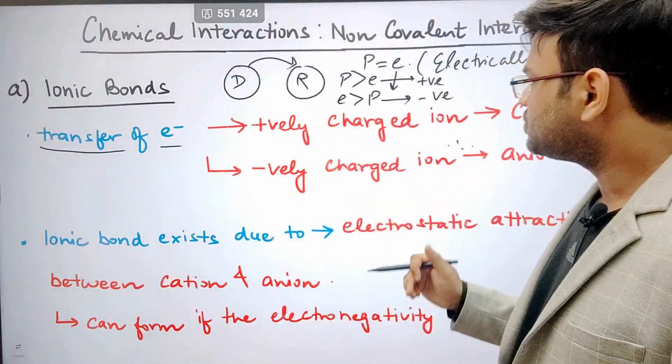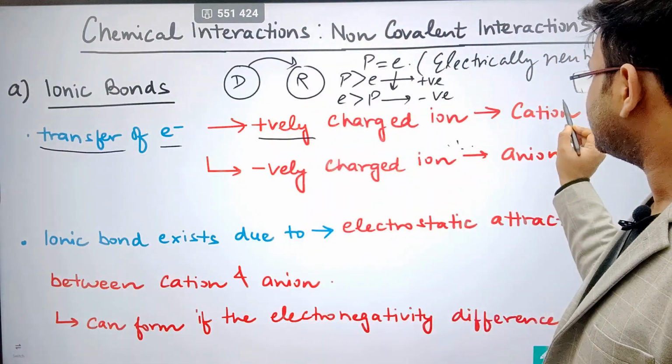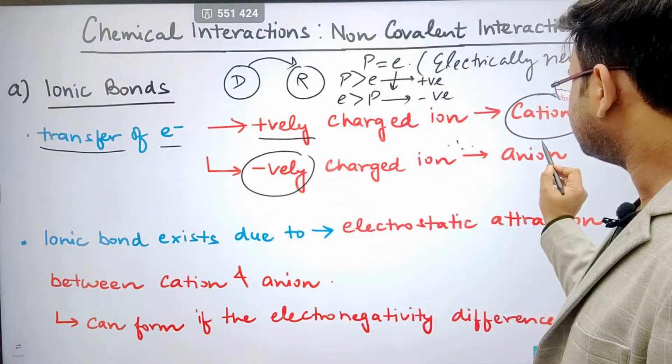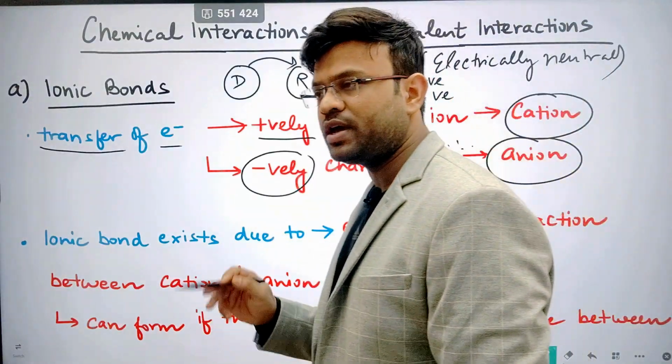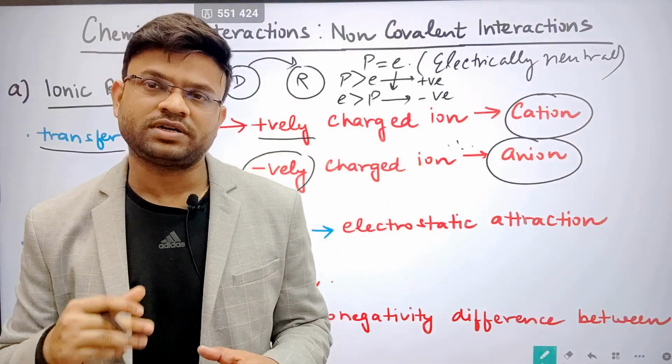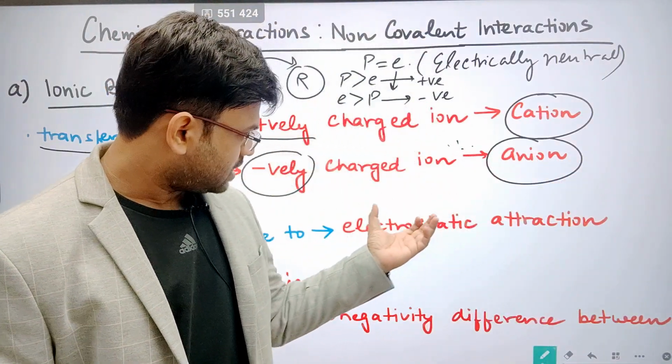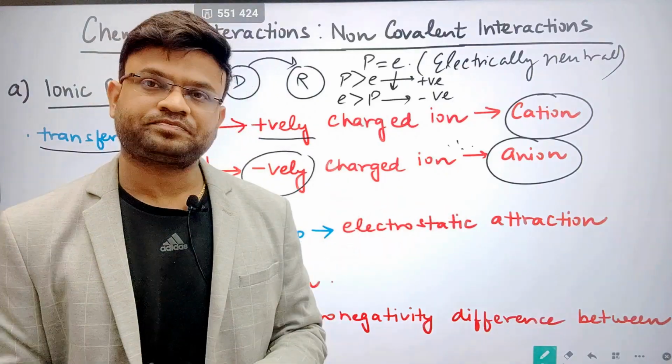So if I am talking about the positively charged ion, this is called a cation. If I am talking about the negatively charged ion, then I refer to it as an anion. Okay, so I believe you would be clear about the terminology. Positively charged ion, cation. Negatively charged ion will be called an anion.